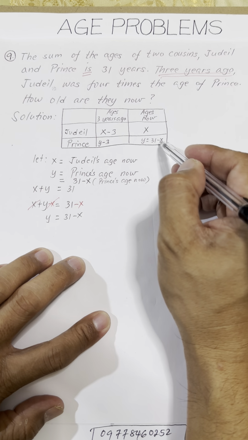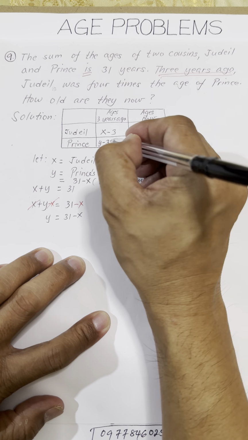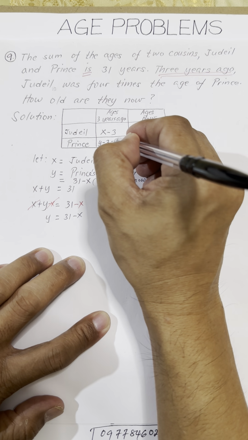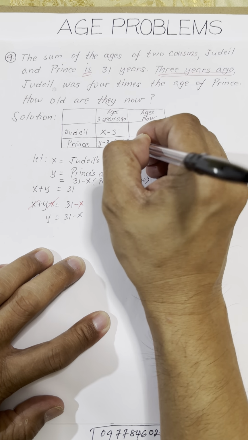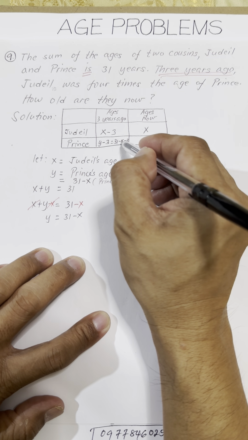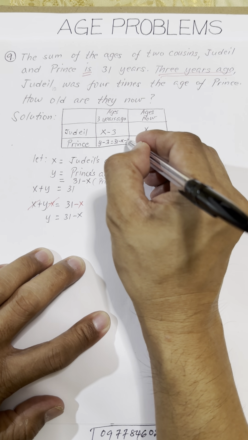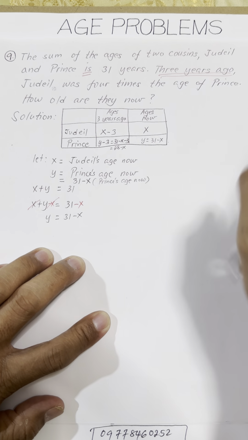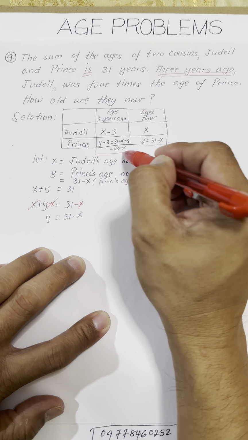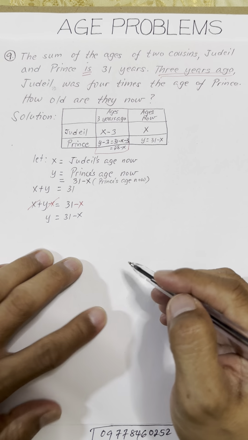But Y is equal to 31 minus X. So we can rewrite this as our Y is 31 minus X, then minus 3. Okay, so 31 minus X minus 3. So 31 minus 3 is equal to 28 minus X. Okay?